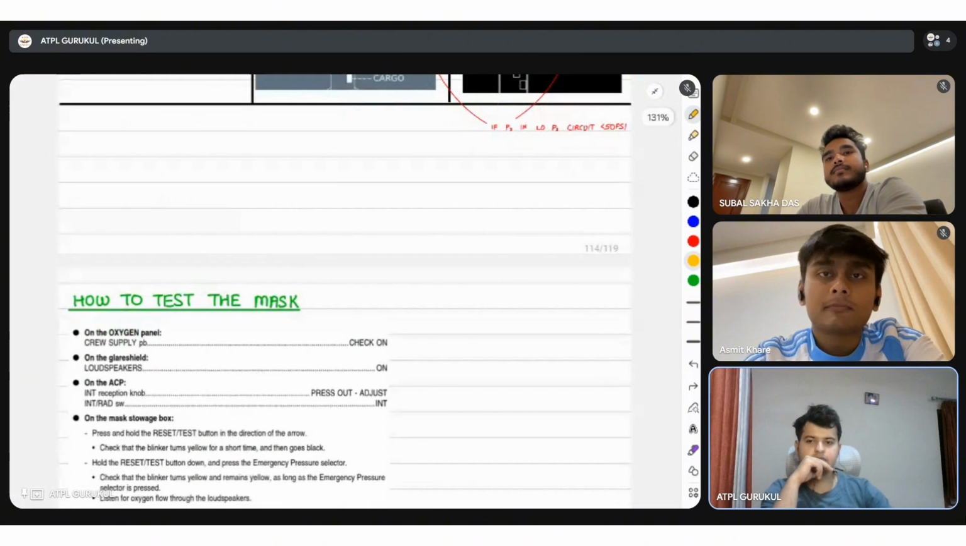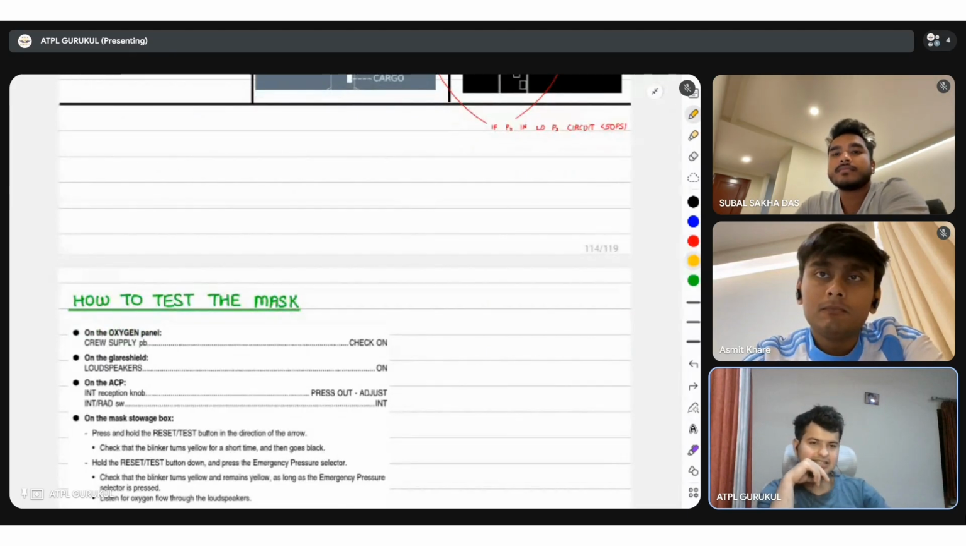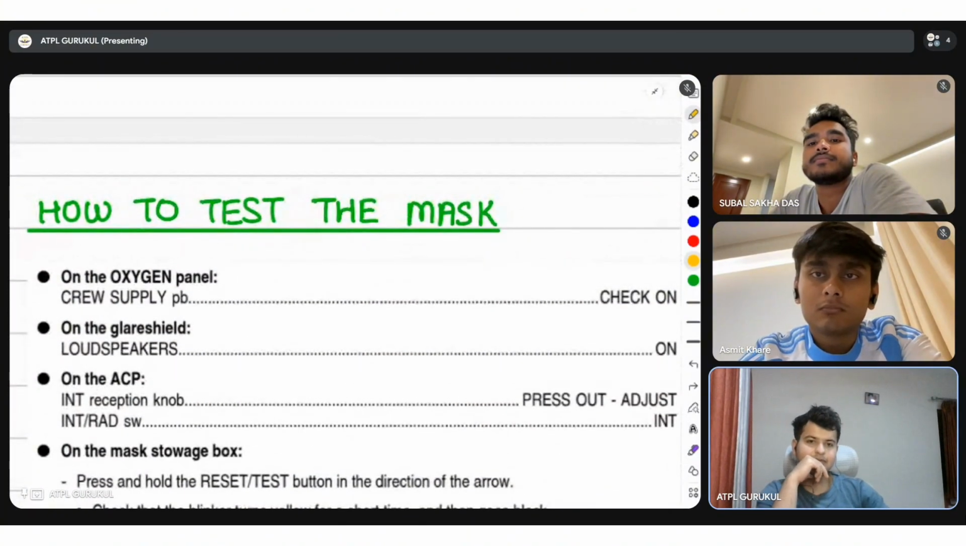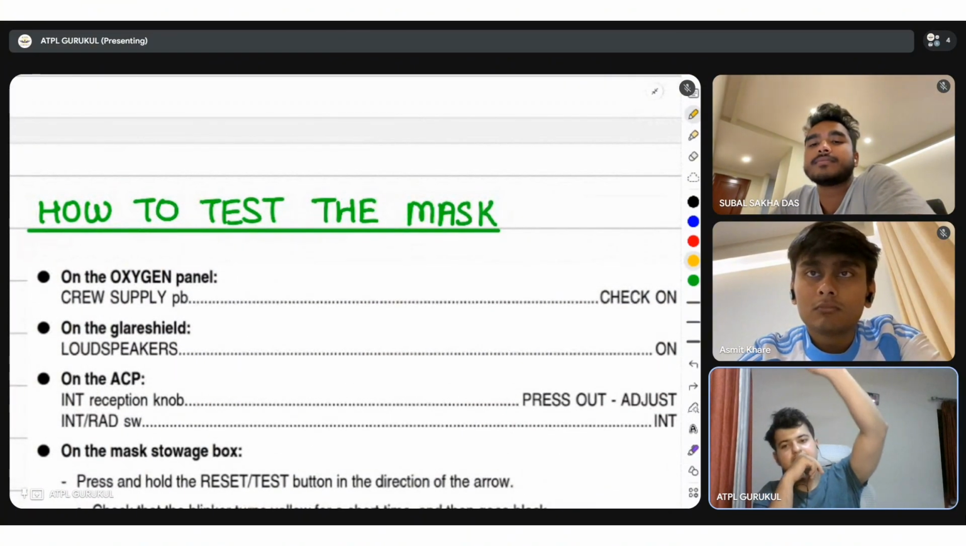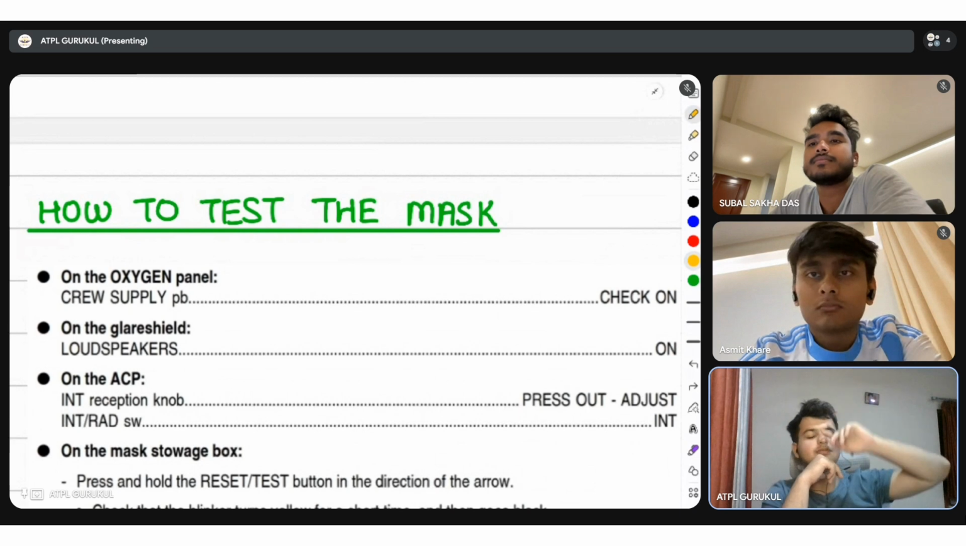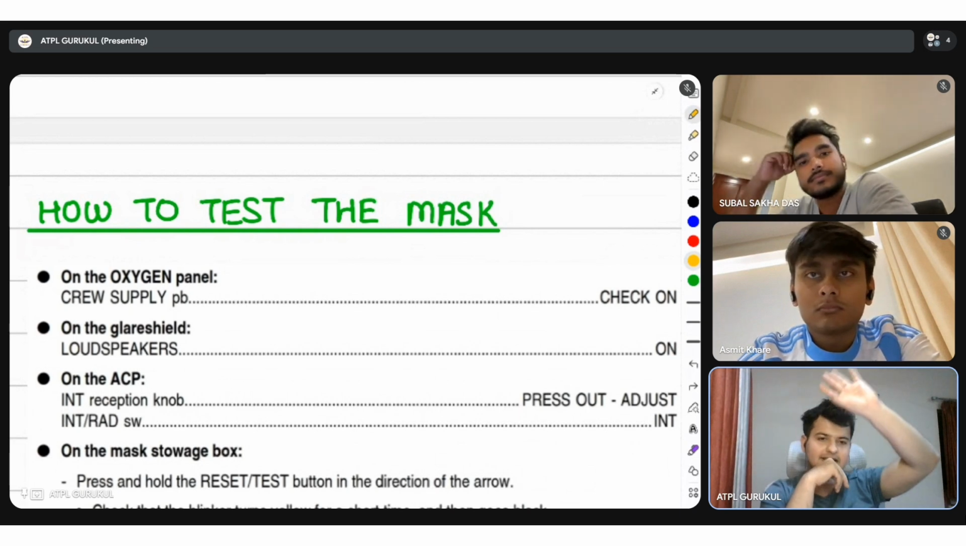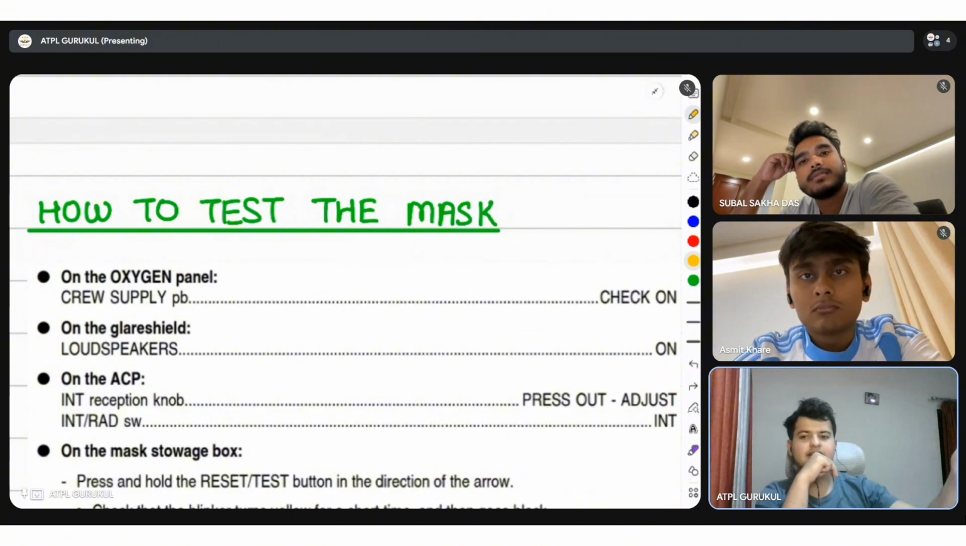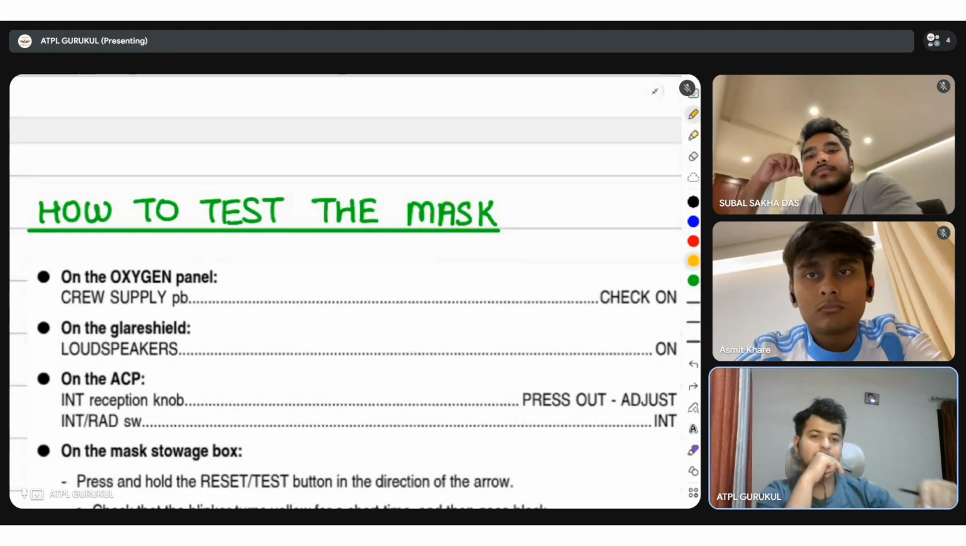Sure? How do you test the mask? These are the steps. Do you do these steps? First, you have to check on the crew oxygen supply panel that the crew supply push button switch is at on. Do you see any light for the crew oxygen supply push button at on, or does it show blank? It shows blank. Then what will you do? On the glareshield you switch on the loudspeaker. When do you switch the loudspeaker off? In the CVR test.